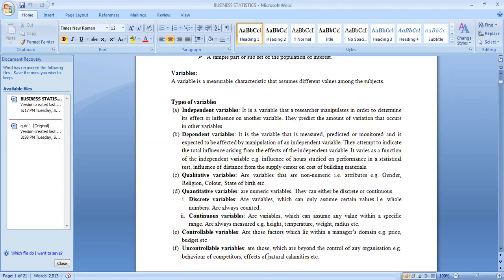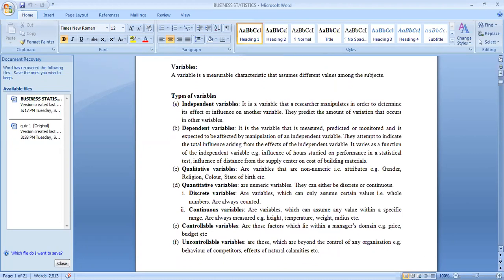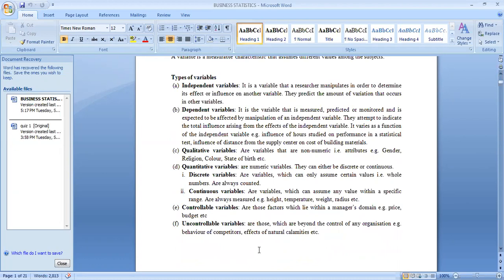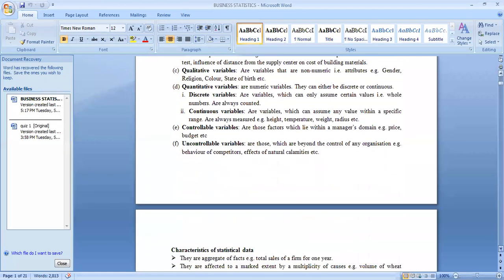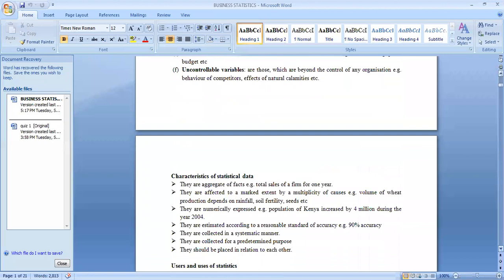The uncontrollable are those variables that you cannot change. They are external factors, like maybe political instability. We can have things like the amount of rainfall, or the competition from your competitors. Those are external factors which, as an organization, you don't have any ability to change. So those are basically the types of variables that are normally witnessed in statistics.